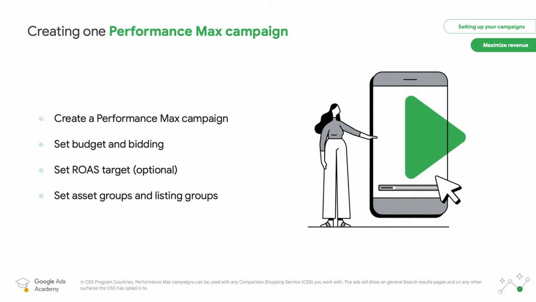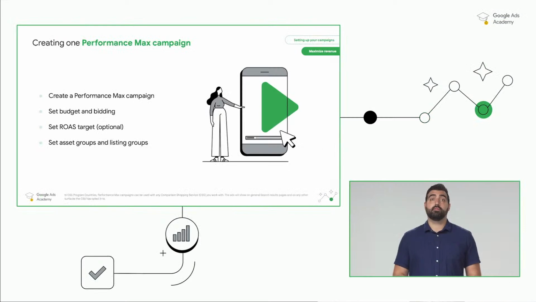It's simple to set up a Performance Max campaign with the goal of maximizing revenue across all products. First, you'll need to create a new campaign and select Performance Max. Next, you'll set up a budget and bidding type. We recommend max conversion value with the ROAS target, so Performance Max can go after your goals. Lastly, you will set up asset and listing groups to finish the creation of the Performance Max campaign. Remember that this is a great strategy, especially if your monthly conversion volume isn't very high.